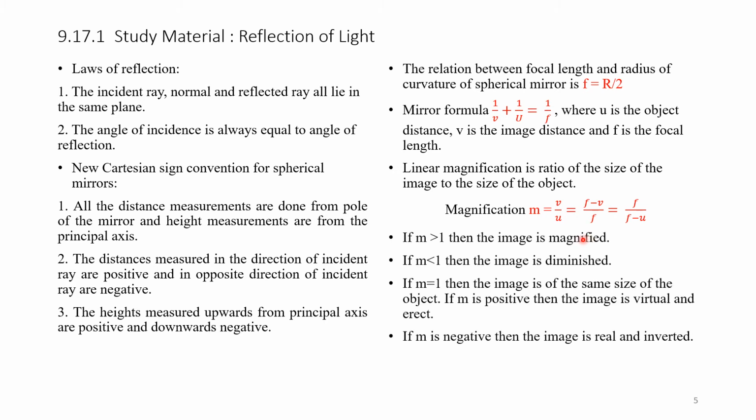If m is greater than 1, then the image is magnified. If m is less than 1, then the image is diminished. If m is equal to 1, then the image is of the same size as the object. If m is positive, then the image is virtual and erect. If m is negative, then the image is real and inverted. Please note, if m is positive, the image is virtual and erect. If m is negative, the image is real but inverted.